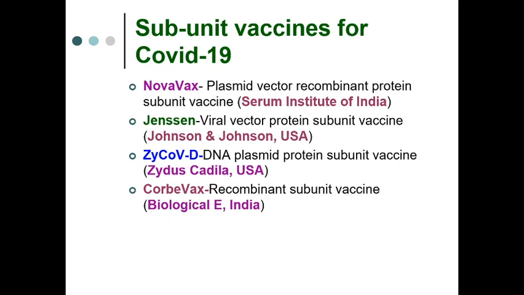Jensen is another trade name for the viral vector protein subunit vaccine produced by Johnson & Johnson of USA. ZCoV-D is a DNA plasmid protein subunit vaccine produced by Zydus Cadila. And Covovax was produced by Biological E, which is another industry that produced the recombinant subunit vaccine against the coronavirus.